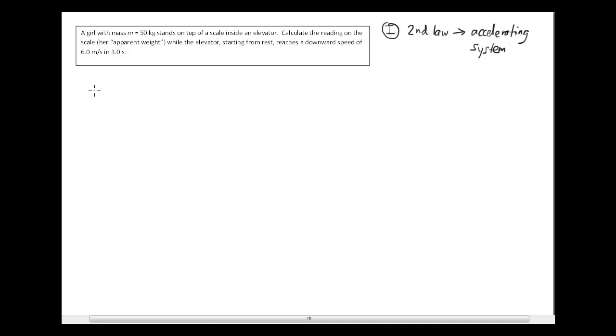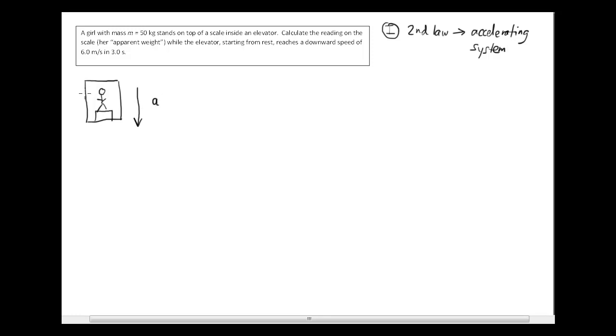So we need a sketch, and the sketch looks something like this. Very crude sketch, just shows the elevator as a box, and inside the elevator there is a scale, right? And on top of the scale is the girl who's riding in the elevator. Now the elevator itself is moving downward, and there is going to be some kind of acceleration downward because it says that she starts from rest and reaches a downward speed 6 meters per second in 3 seconds. So we'll figure out what that acceleration is in just a minute once we've solved the problem.